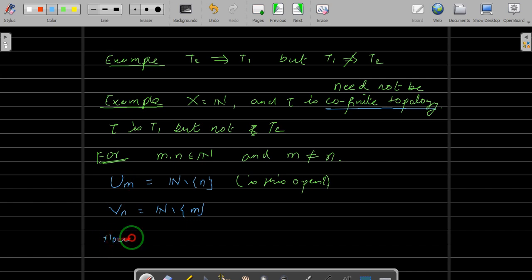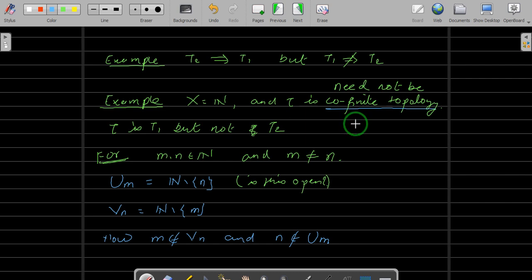Now this m does not belong to V_n, and n does not belong to U_m. Right? This implies that the set of all natural numbers with the co-finite topology is a T1 space. Because we could find two neighborhoods of m and n respectively, which are U_m and V_n, such that m is not in V_n and n is not in U_m. And hence, this is a T1 space. And to prove that this is not a T2 space, I will leave that out for the learner.